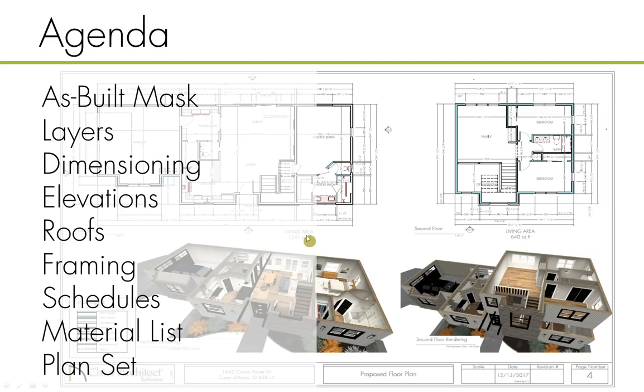So today we're going to go through an entire remodeling plan together, and I'm going to show you some of the tools that we have that can assist you with that remodeling project. So to begin with, we're going to create an as-built mask. We're going to take a look at some of our layers and some of the ways that those can assist you and make the remodeling project a little bit easier. We'll go through some dimensioning options as well. We'll create some elevations, work with roofs and framing. We'll finish up the project by taking a look at our schedules and our materials list and how we can segment things out. And finally, we'll send everything to create a plan set, similar to what you see on this screen right now. Alright, so let's go ahead and jump right in.